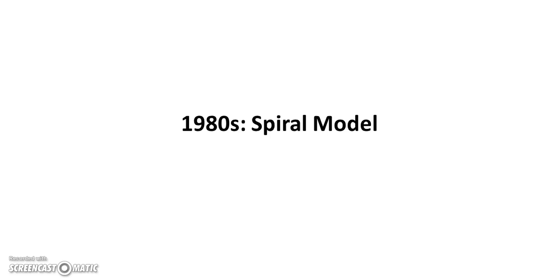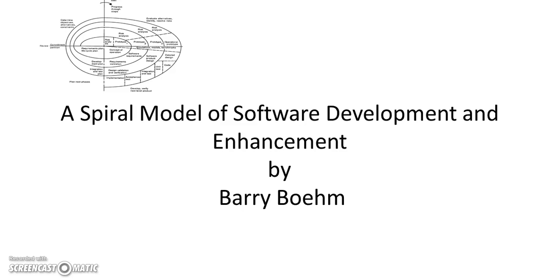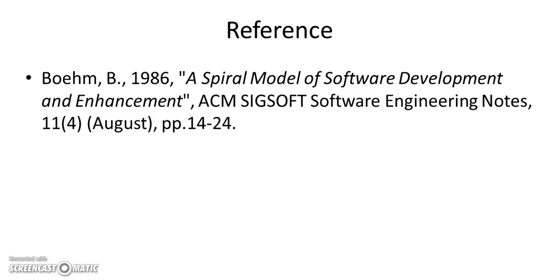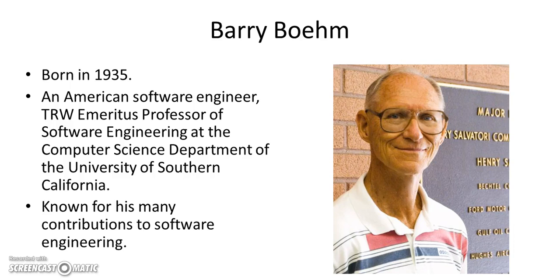So the spiral model, I think, is an interesting example of a methodology developed in the 80s. Developed by Barry Boehm in his paper, A Spiral Model of Software Development and Enhancement in 1986. It was published by ACM. Barry Boehm is a very famous software engineer. His work is extremely well known. That's him there.